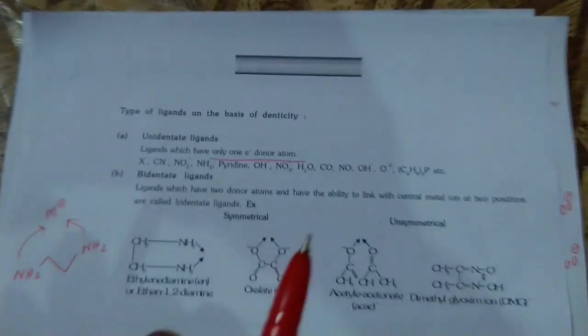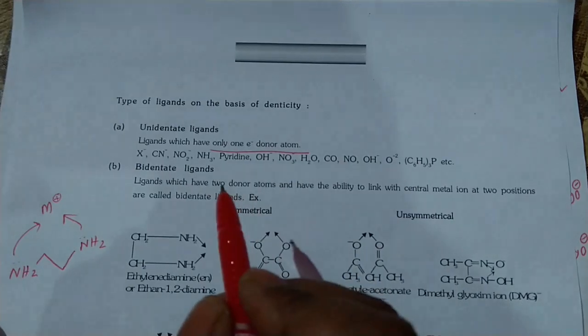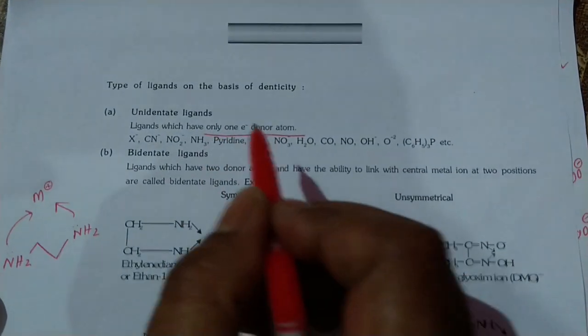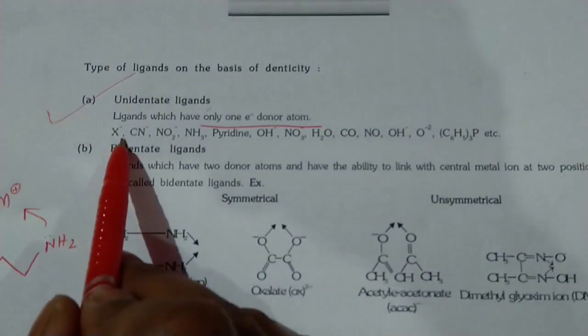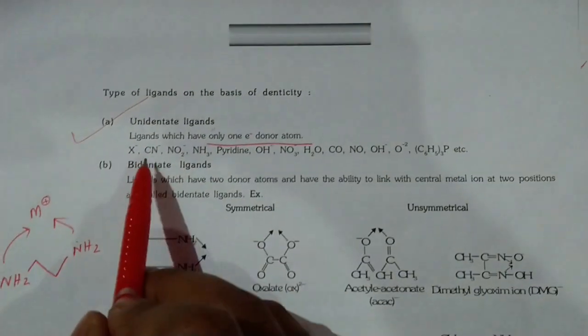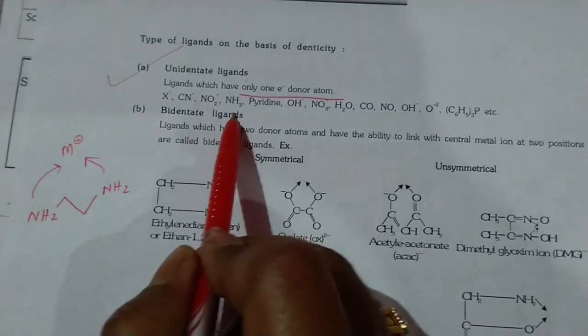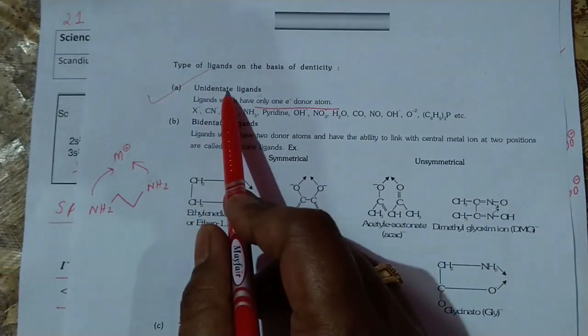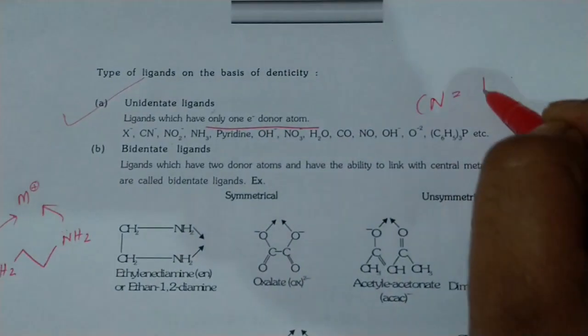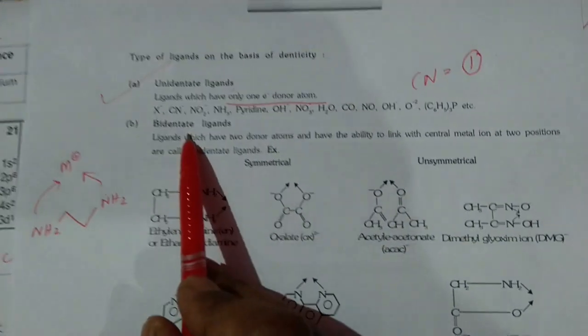Fine. Next, we need to know the denticity of the ligand, because we have to find out the coordination number. Look at this: this is a unidentate ligand. I have mentioned a few ligands here like halide, cyanide, nitro, amide. All these ligands have a coordination number of 1. So it is a unidentate ligand and the coordination number is 1. Then the bidentate ligand.